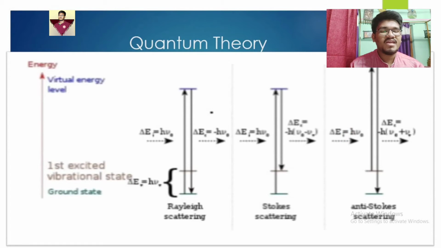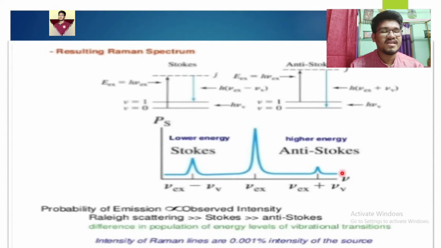So in the first case, as many particles are in the ground state, they are getting excited, so more and more photons will be emitted in Stokes scattering. And in anti-Stokes scattering, fewer photons will be emitted because the population in the first vibrational state was less than that of the ground state. So that is why in the second case the number of photons is less, and that is why the intensity is also less.